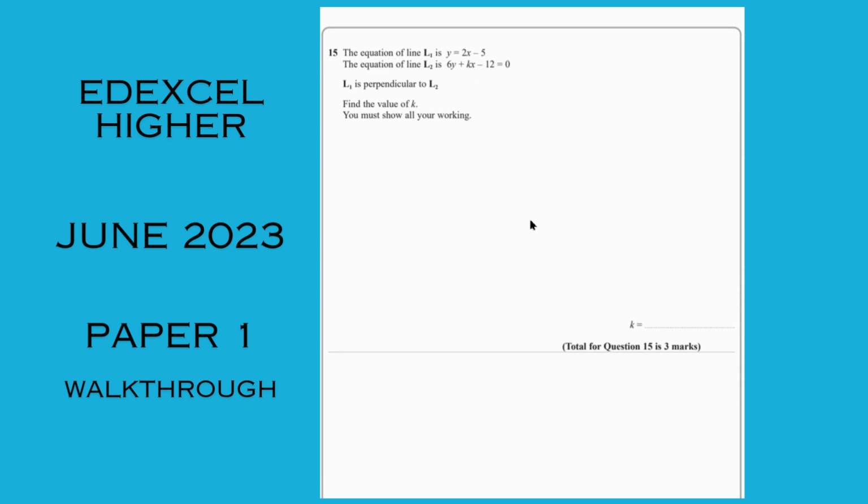Number 15. Let's look at L1. The gradient of L1 is 2. Let's look at L2. But as you can see, it's not how we like it. So let's rearrange. Let's add 12 to both sides. Let's take away kx from both sides. Let's divide both sides by 6.